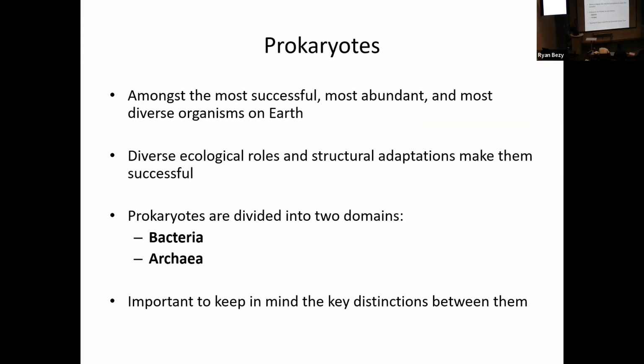So prokaryotes, these are amongst the most abundant, most successful, and also most diverse set of organisms on Earth. What I just mean by that is there's a lot of different kinds of prokaryotic species doing a lot of different things. So there's lots of prokaryotic species filling lots of different niches or ecological roles out in the environment. So they have very diverse roles, very diverse adaptations that help them succeed in different areas.